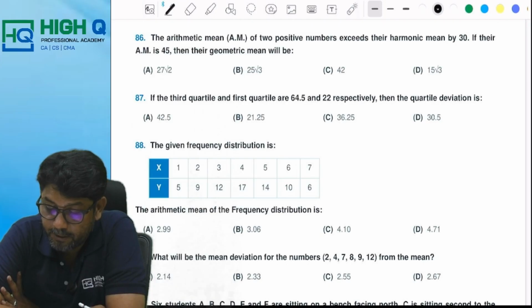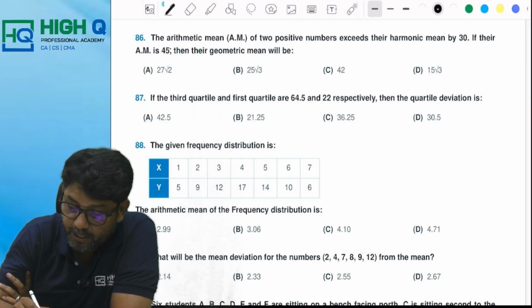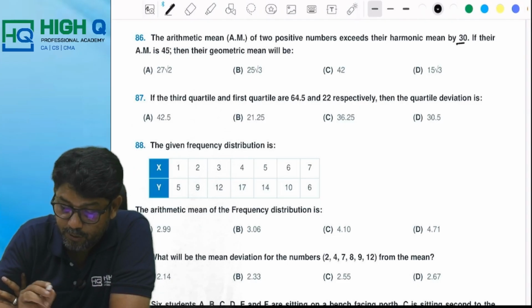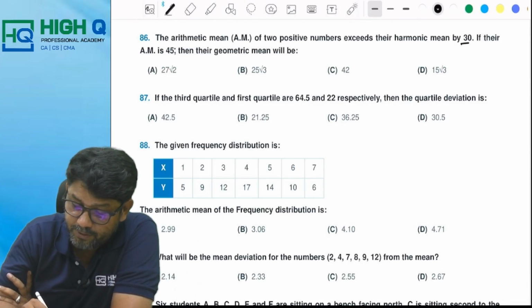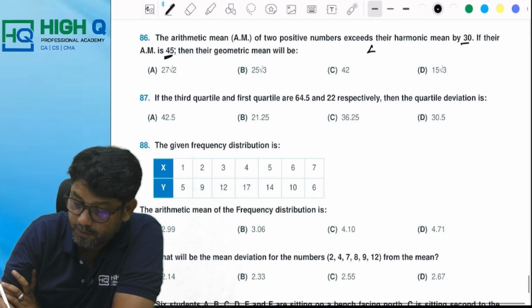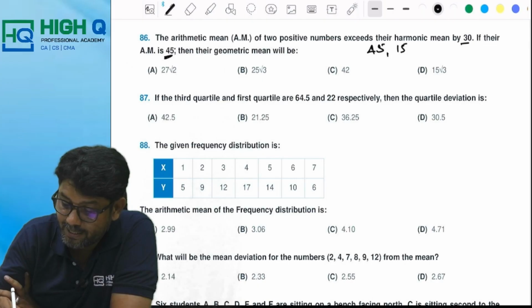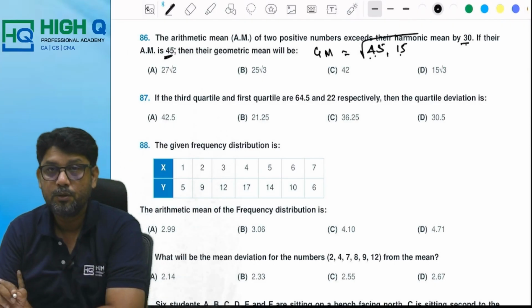The arithmetic mean of two positive numbers exceeds their harmonic mean by 30. If their arithmetic mean is 45, their geometric mean will be, listen here. The arithmetic mean of two positive numbers exceeds the harmonic mean by 30. So can we say if AM is 45, I think HM is 15? Am I right? Because the arithmetic mean exceeds their harmonic mean by 30. They ask you to find the geometric mean.